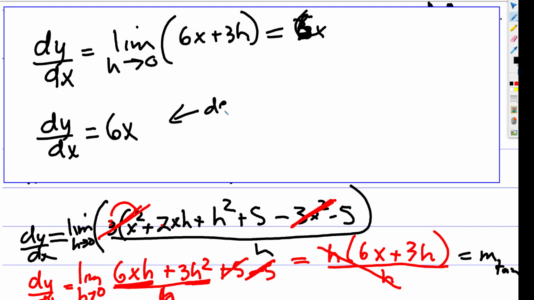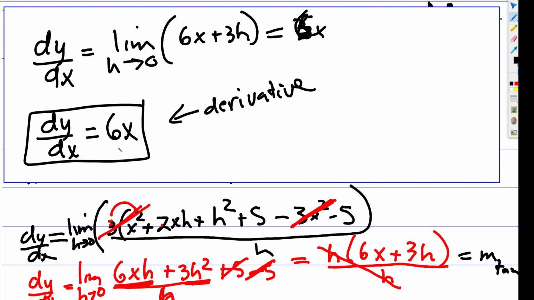So that's the derivative. And at any given time on a function, let's say at 1 second or 6 seconds, or if you're doing something else, you plugged in -5, you would know the instantaneous slope in that moment. All right, that's it for the definition of the derivative using the limit process.